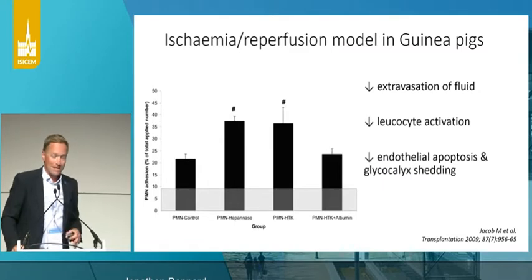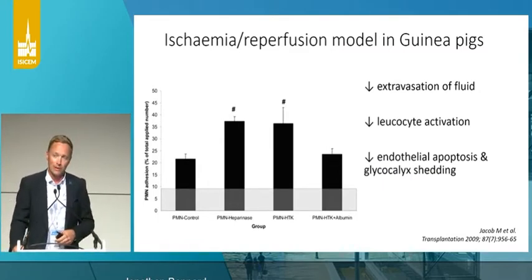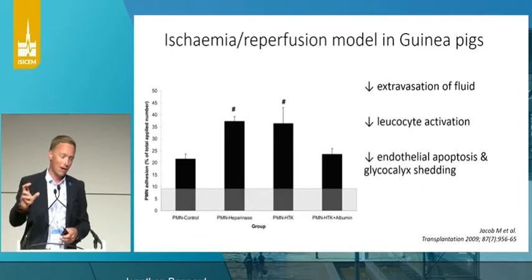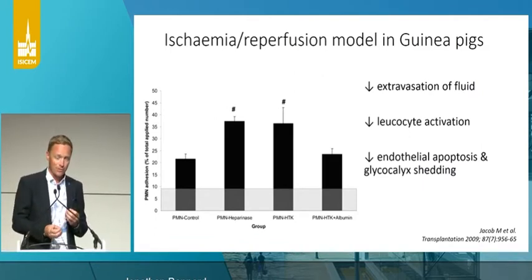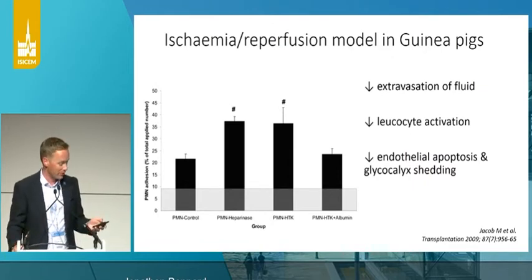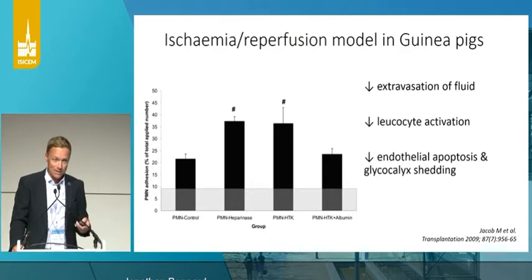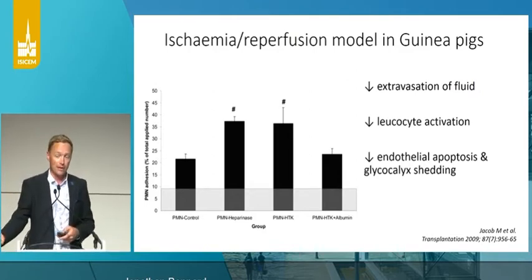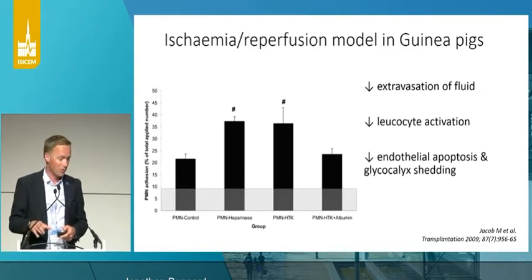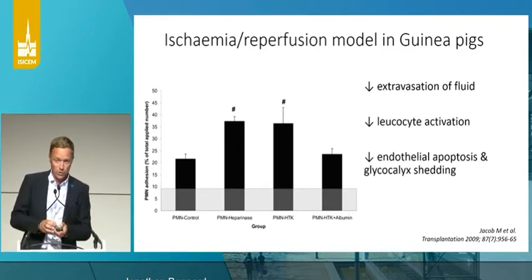Well, Matthias Jacobs' group have tested this in an ischemia reperfusion model in guinea pigs. They took guinea pig hearts, gave them an ischemic insult, and then preserved them in a number of different solutions, ranging from a control solution that you can see on the left, a heparinase solution, which is known to cause glycocalyx shedding, and then a standard electrolyte solution called the Bretschneider solution, or the Bretschneider solution along with albumin.